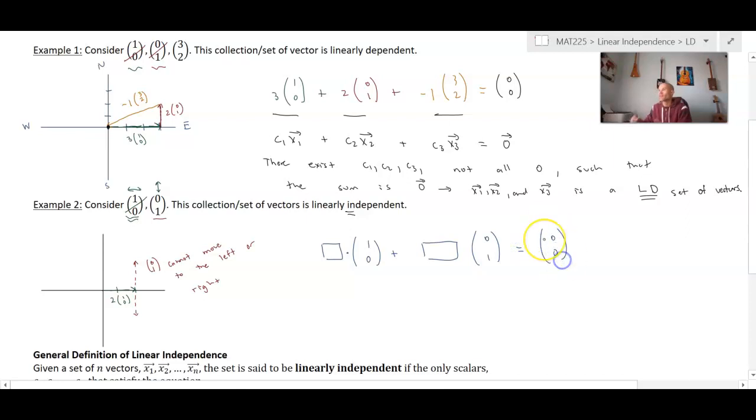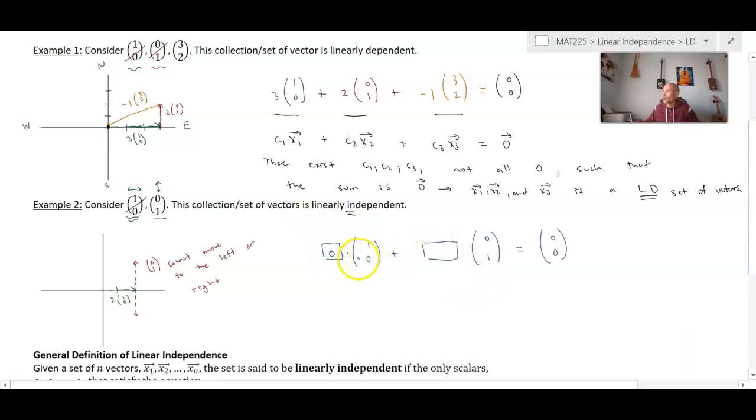Remember, I have to be able to leave the origin and arrive back using only the other vectors if the set is linearly dependent. But the only way for this equation to be true, and you can see it mathematically, what times 1 plus what times 0 equals 0? It doesn't matter what you multiply 0 by, the only way to get something times 1 to equal 0 is to multiply it by 0.